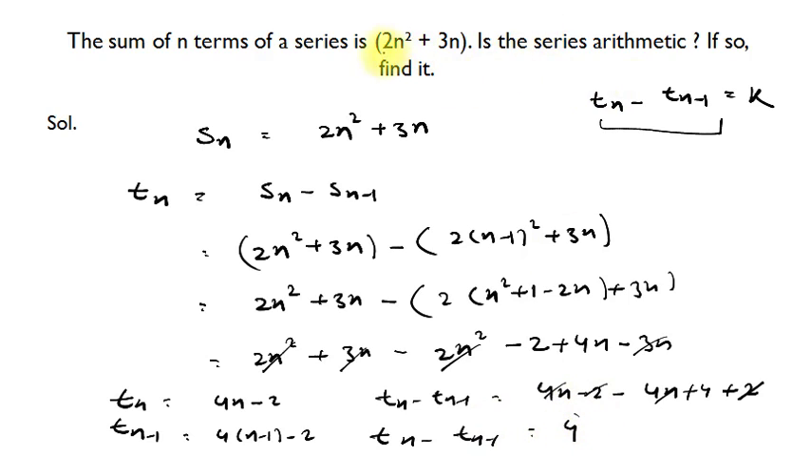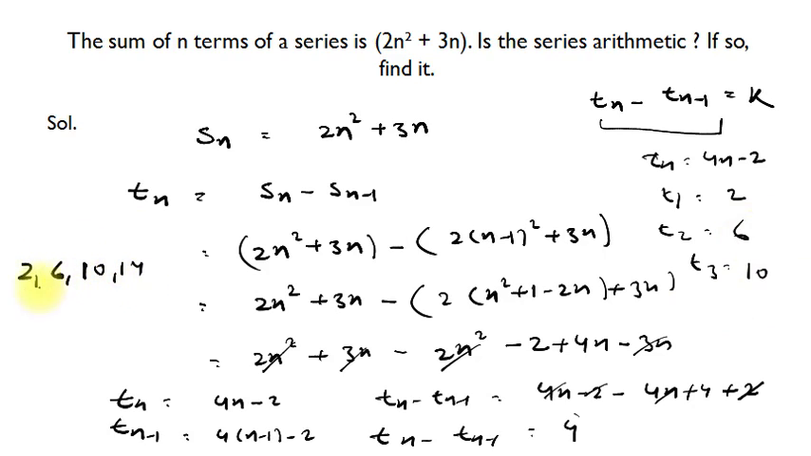And if we put tn here, what is tn? Here tn is equal to 4n minus 2. So in order to find the series, we put t1, that is 4 minus 2, that is 2, t2, that is 8 minus 2, that is 6, t3, that is 12 minus 2, that is 10. Similarly here we see that 2 plus 4 is 6, 6 plus 4 is 10. So the final series is 2, 6, 10 and 14. So this is the series, and the given expression is the sum, so the series is arithmetic.